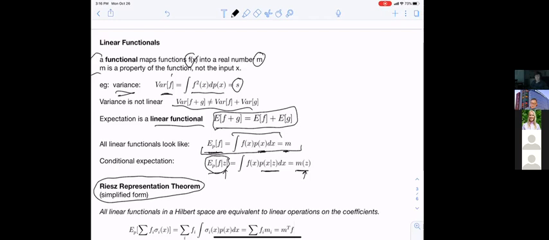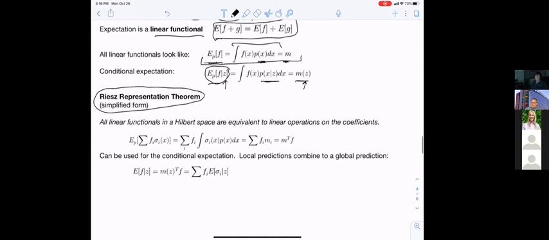And these are linear functionals. The Riesz representation theorem, which in its full formulation is more complicated than this, but in the simplest form is that all linear functionals in a Hilbert space are equivalent to linear operations on the coefficients. So remember I said before, there's this sort of one-to-one mapping between functions and the coefficients of your basis set, right?